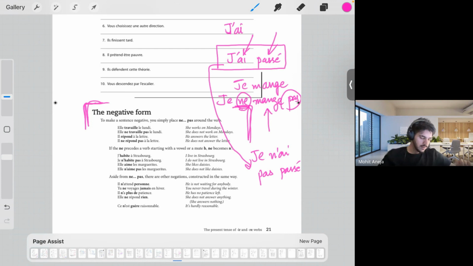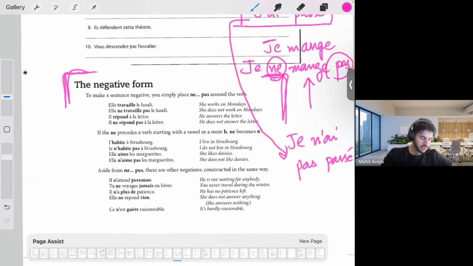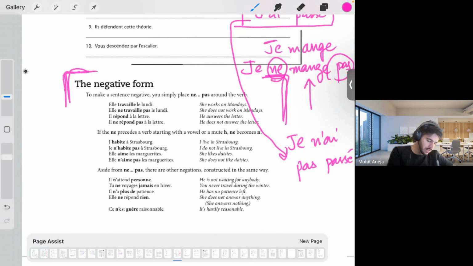So this is the negative form in general. There are a lot of negative forms in French, right? And you can read these here in this part of the grammar. But we will go through these negations later in a detailed manner because these are important. I don't want to just brush through them in four sentences. It's way more important than that. Okay, make sense?